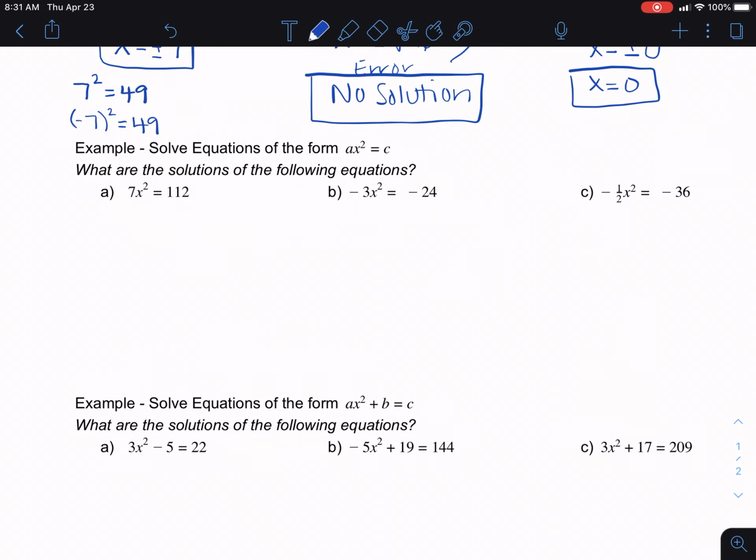What if we have a number in front? If we look at a, we have 7x squared equals 112. The first thing we want to do is isolate that x squared. So we're going to divide both sides by 7. If we take 112 divided by 7, we get 16. Now we want to get rid of that square, so we're going to square root both sides. So we have x equals, and the plus or minus is going to go in front, and the square root of 16 is 4.